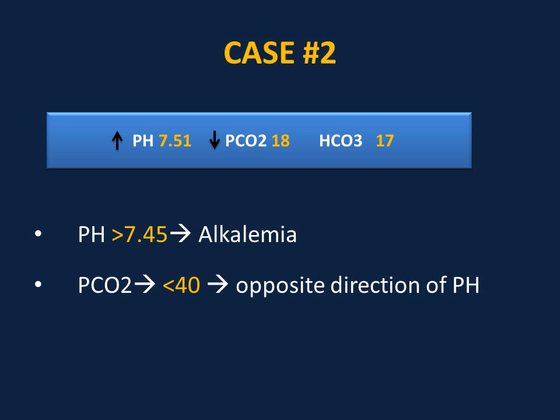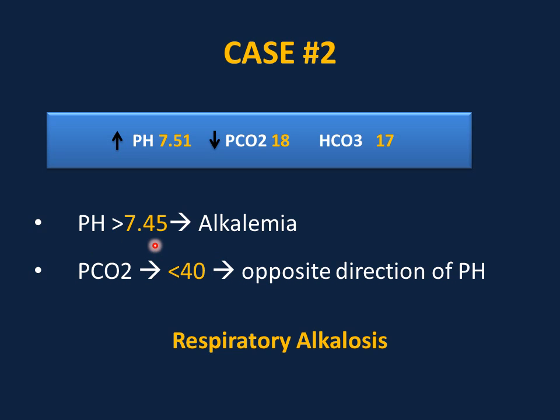This is a case of respiratory alkalosis. So again, the pH is more than 7.45, it is 7.51, and the PCO2 is less than 40. And you see here, this is elevated, this is low. So they are in the opposite direction of each other, or the PCO2 is in the opposite direction of the pH. This is a case of respiratory alkalosis.